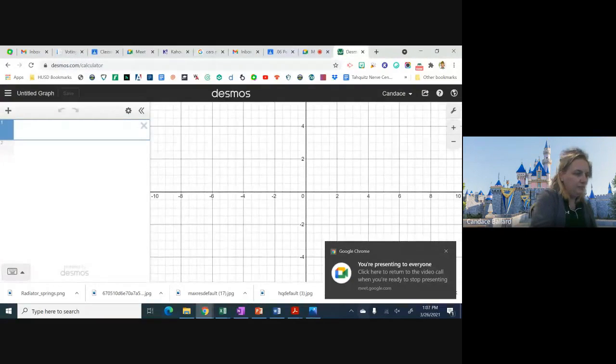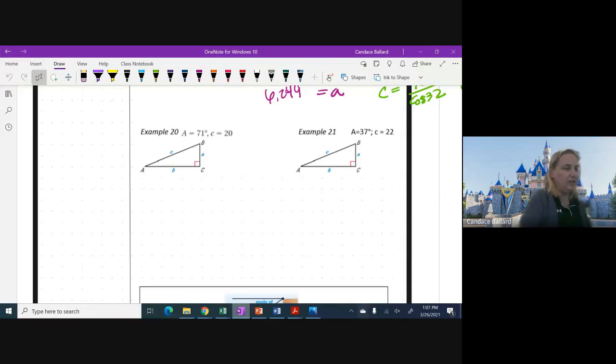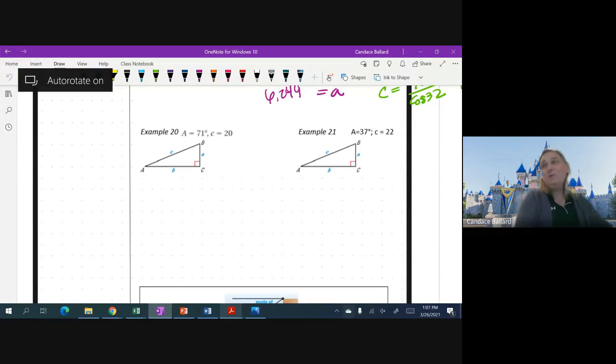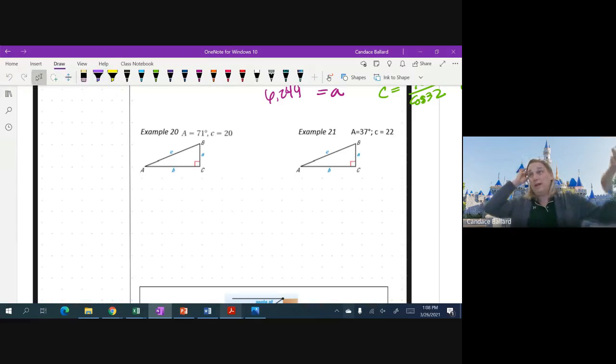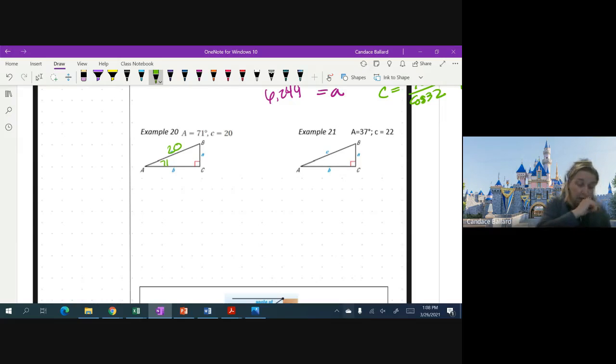Okay, so let's try 20 together here. So the first thing I would do on this is I would label what I have, right? So we've got A is 71, C is 20, and then we're supposed to solve for the other sides of this triangle. I'm not going to worry about the other angle. Let's just go for the other sides. So they call this side A and this one side B.